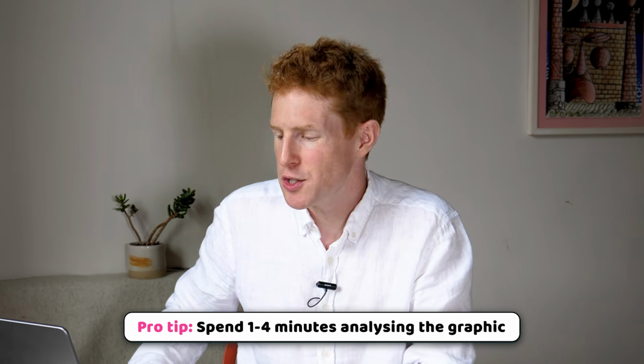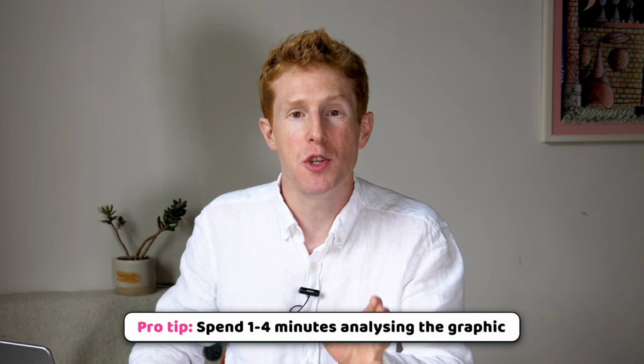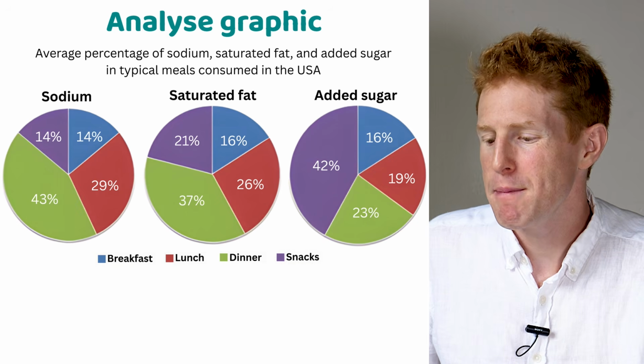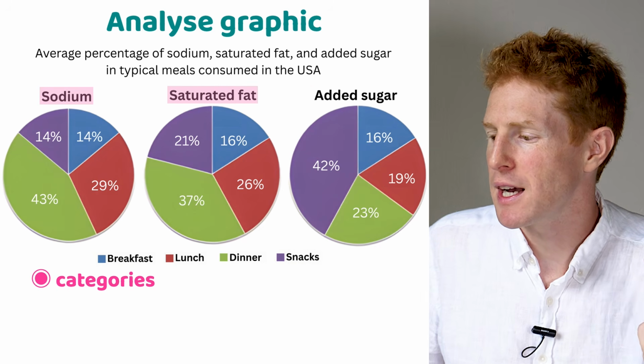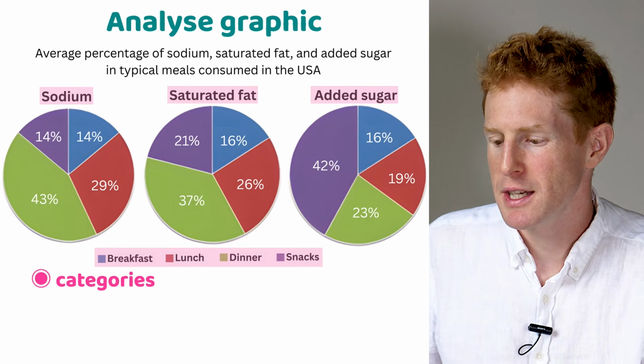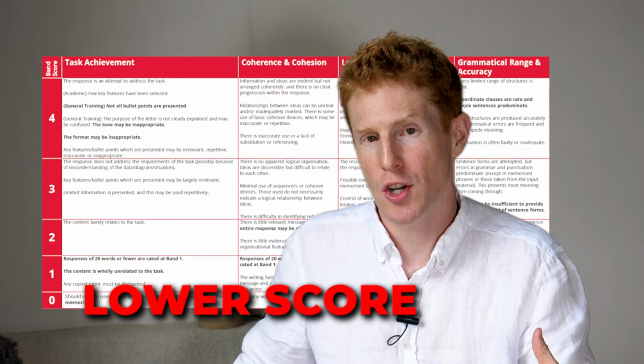What I'd recommend is you spend 1 to 4 minutes doing this. First of all, think about the categories that are involved. Well, we've got sodium, saturated fat, added sugar, and all of these different meal times. We need to mention all of these essential categories, otherwise we'll get a much lower score.